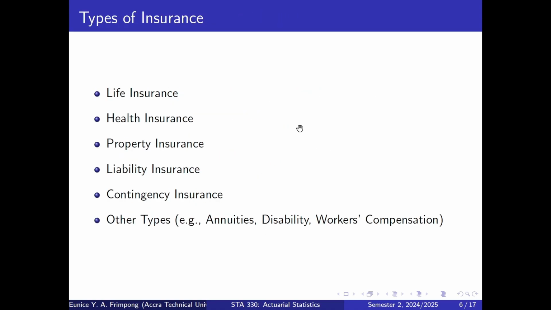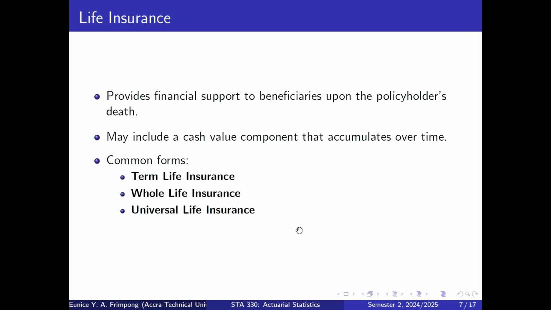Let's look at the types of insurance we commonly encounter. There is life insurance, health insurance, property insurance, liability insurance, contingency insurance, and other types like annuities, disability, and workers' compensation. Now let's quickly go through these types of insurance. We start with life insurance. Life insurance provides financial support to your loved ones when you pass away or when you die.